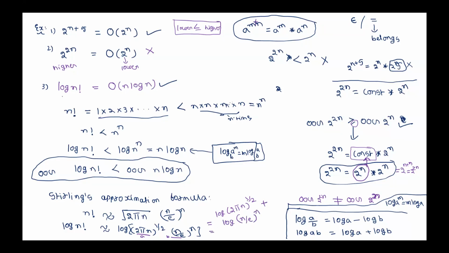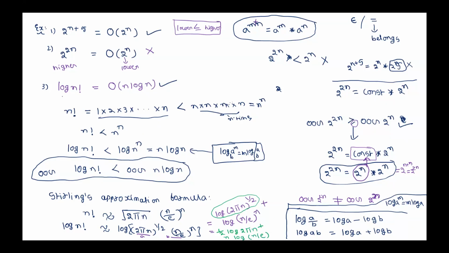Now this first quantity, the one in green, is of the form log A power m, so we can write it as 1 by 2 times log 2 pi n. The second quantity is of the form log A power m as well as log A by b, so both rules can apply. First, let us apply the power rule: n goes out, and it will be n log of n by e.